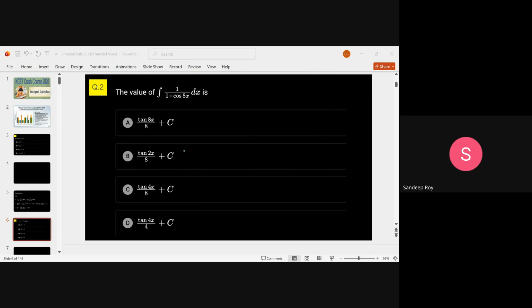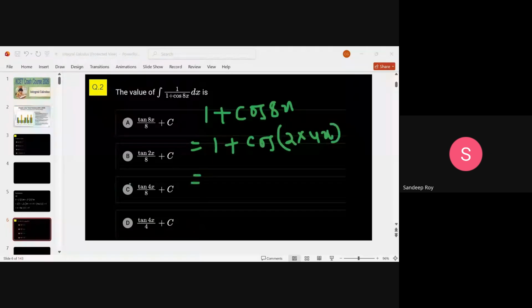So let me do this quickly. Denominator part, that is 1 plus cos 8x. We can write this as 1 plus cos of twice into 4x. So you can apply the 1 plus cos 2 theta formula. So this will be equal to how much?